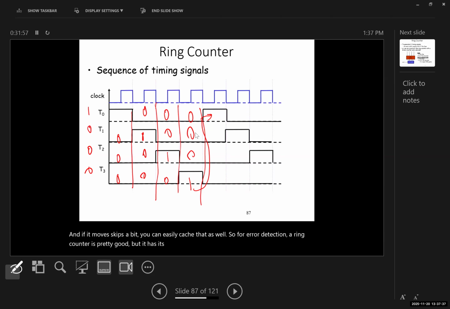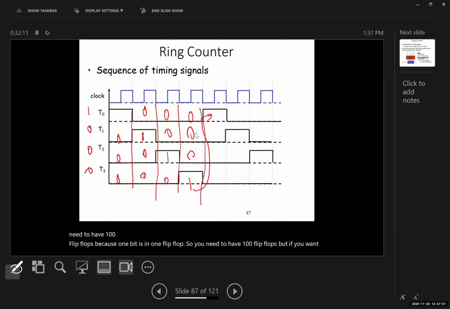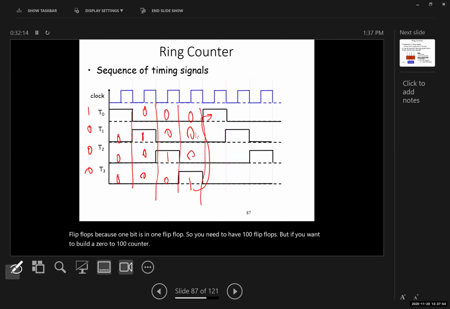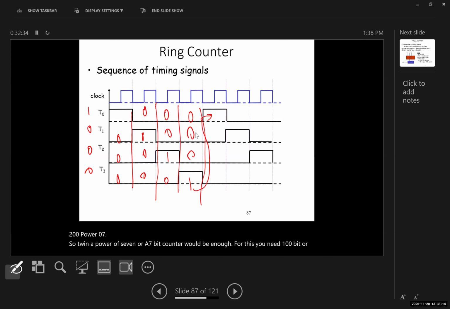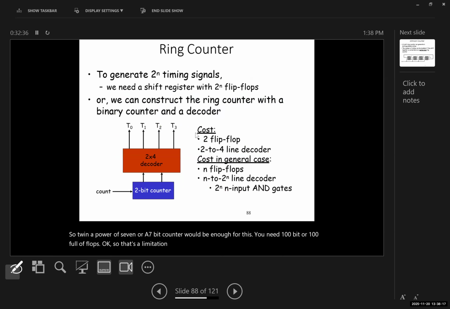If you want to count from 1 to 100, you need to have 100 flip-flops, because 1 bit is in 1 flip-flop, so you need 100 flip-flops. But if you want to build a 0 to 100 counter using a binary counter, how many flip-flops do you need? 2 to the power of 5 is 32, 2 to the power of 6, 2 to the power of 7. So 2 to the power of 7, or a 7-bit counter, would be enough. For the ring counter, you need 100 flip-flops. Okay, so that's the limitation that we have in a ring counter.